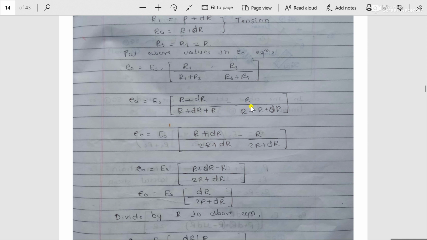So again at the numerator, this capital R as it is, at the denominator once again R plus R, 2R plus this delta R as it is. So if you go through this particular equation, 2R plus delta R, 2R plus delta R, this term is common at the denominator side, so there is no need to make the denominator the same.